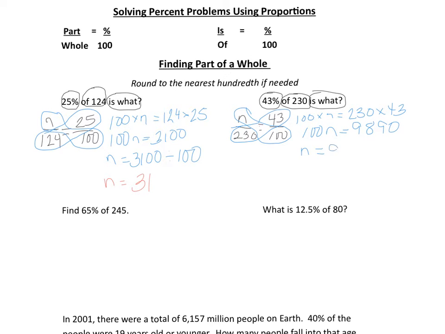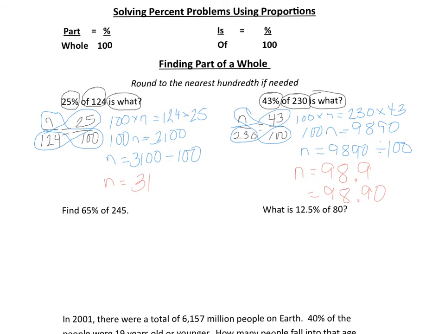n is going to equal 9,890 divided by 100, to leave us with n equaling 98.9 or 98.90. Both are correct.